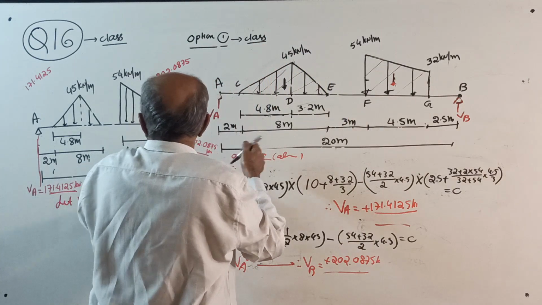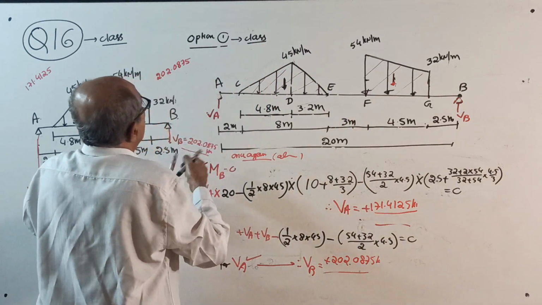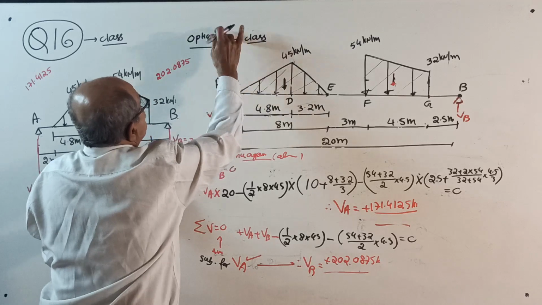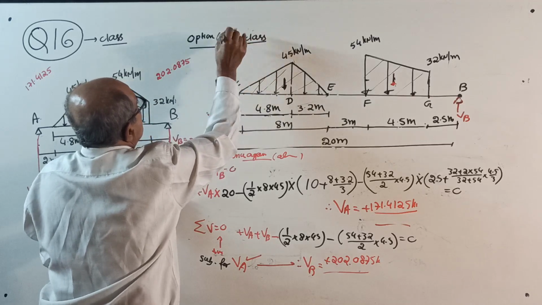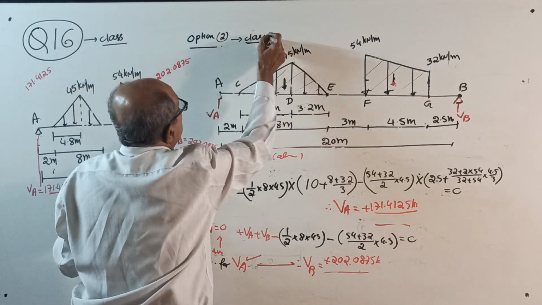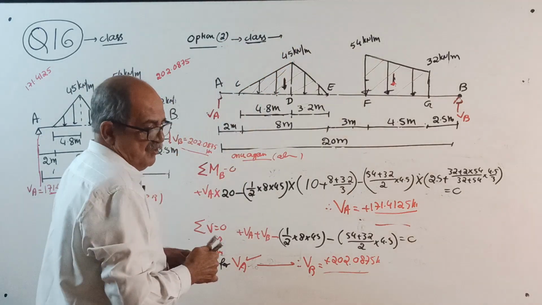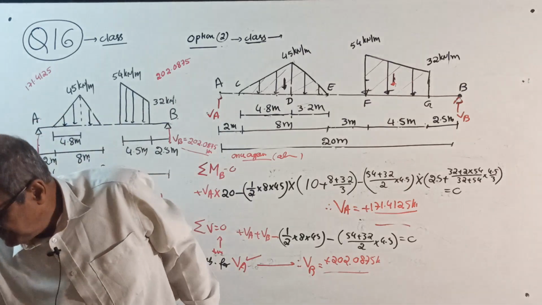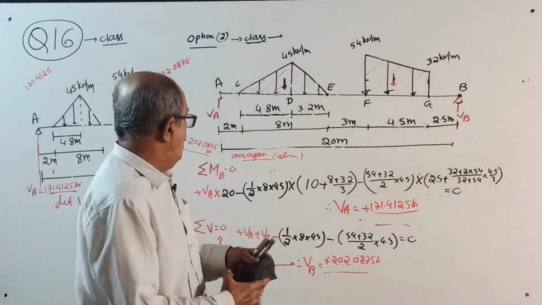Now go to option 2. Be careful now. Option 2, class, something I will dictate. I will first dictate, then I will prepare the sketch. See.